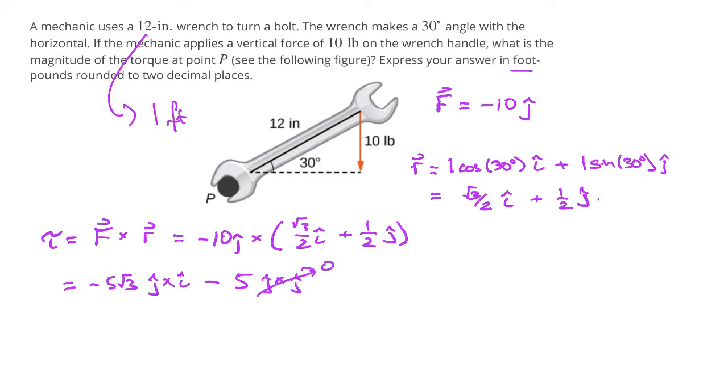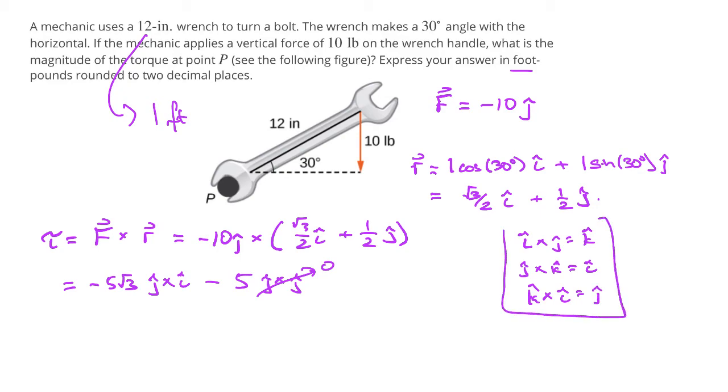Now, if we come to our cyclic permutations, we remember that I cross J is going to be K. Our J cross K is going to be I. And then finally, our K cross I is going to be our value for J. And so in this case, since we have a J cross I instead of an I cross J, what that means is it gives us a negative. So a negative gives us a positive 5√3 times K.